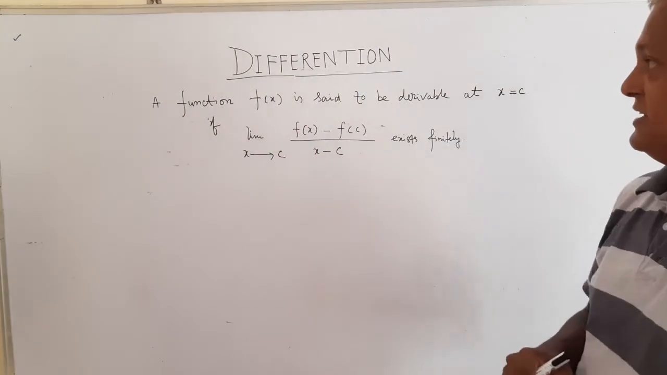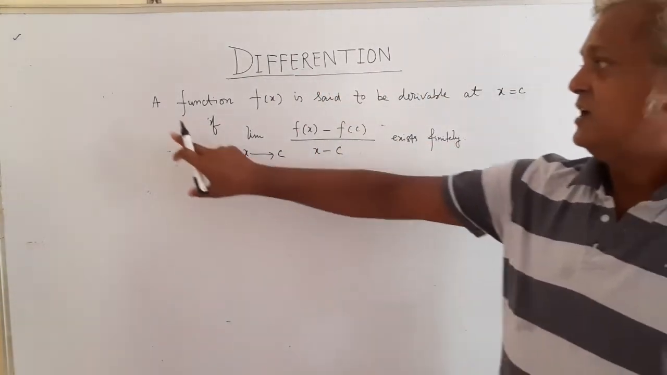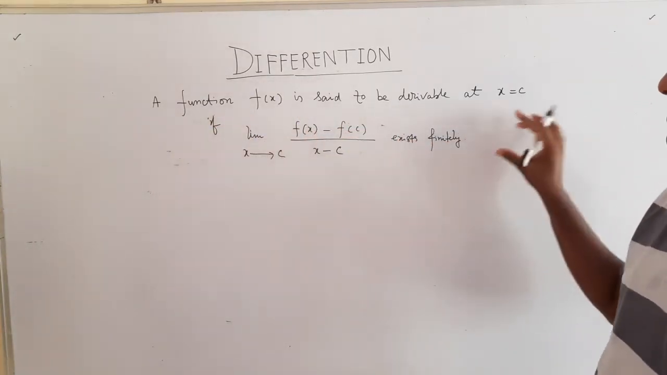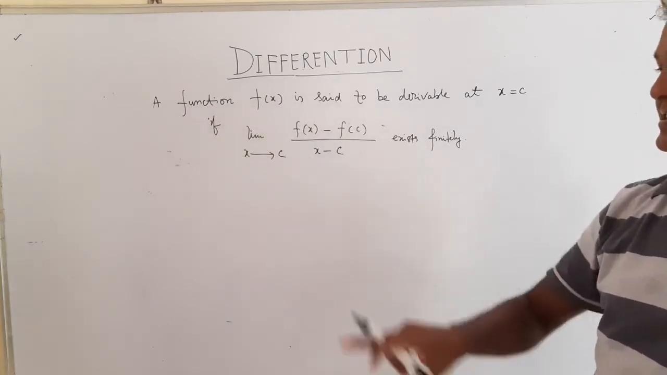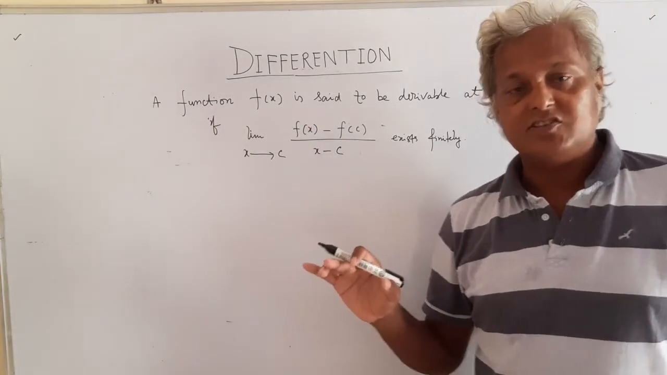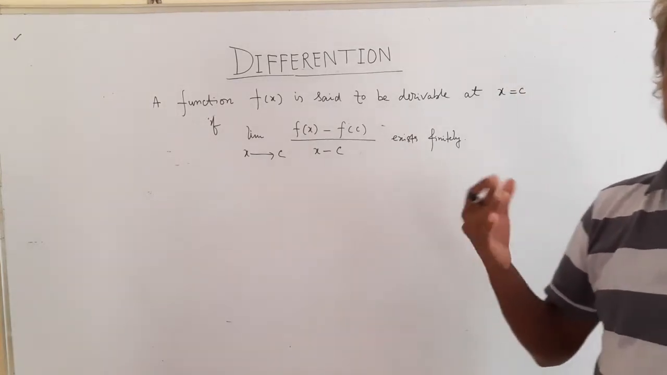A very good afternoon friends, and in this video we are going to learn about differentiation. Differentiation, as its definition I have already written on the board. It goes like this: a function f(x). This is a real valued function. Real valued functions are the functions which take in a real number and give out a real number.